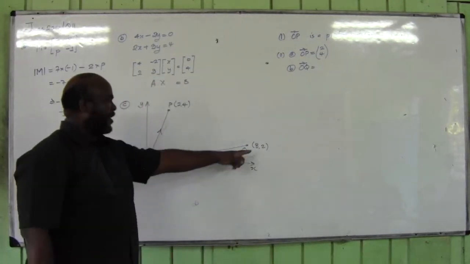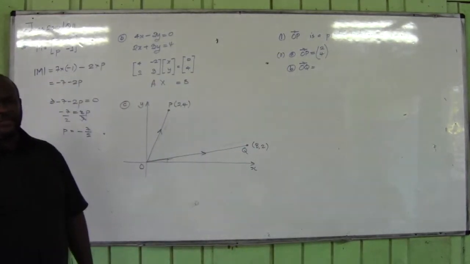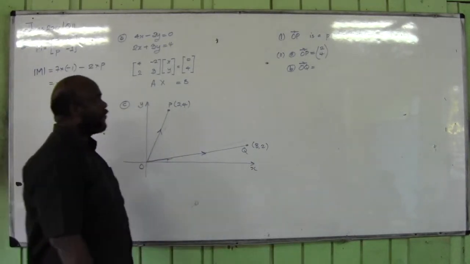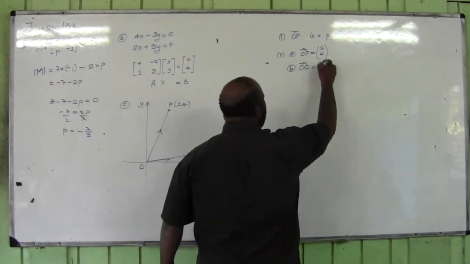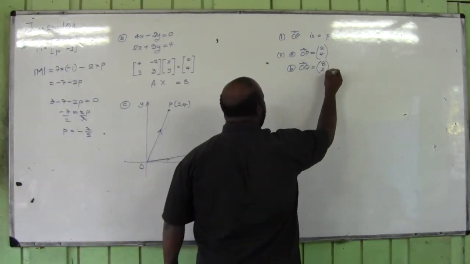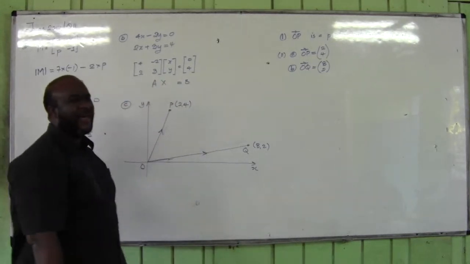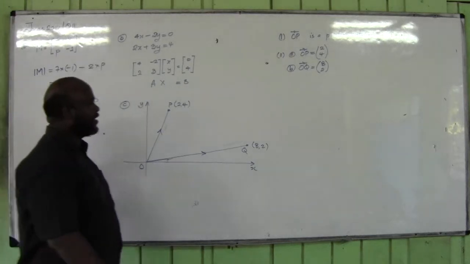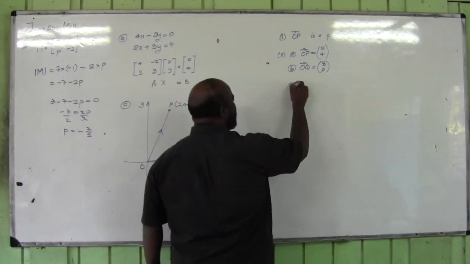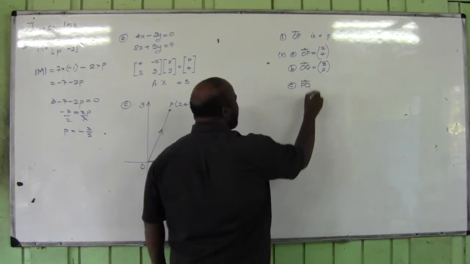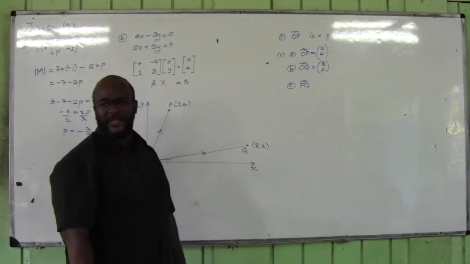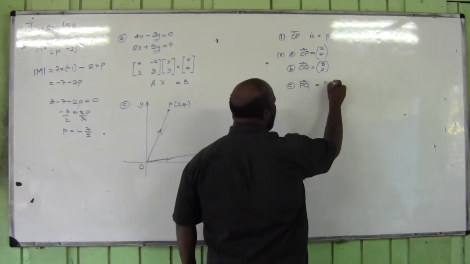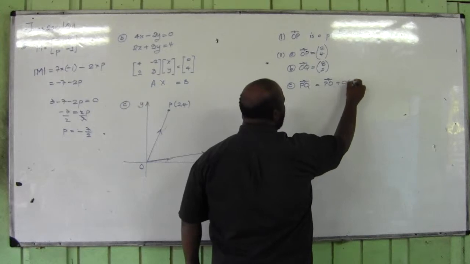Now, Q is the point (8, 2). It means that OQ is the vector (8, 2). For a position vector, the coordinates and the vector have the same value. Next we need what? C is PQ. For PQ, I'm going to use the triangle law of vectors, which says that PQ is equal to PO plus OQ.